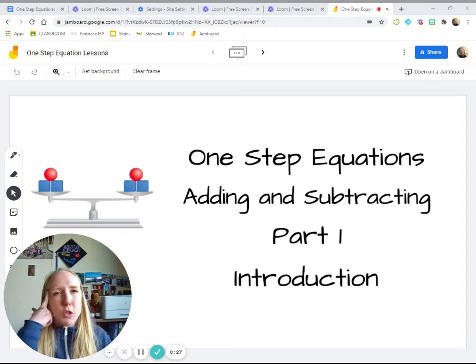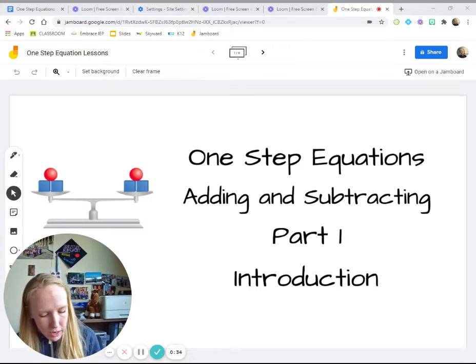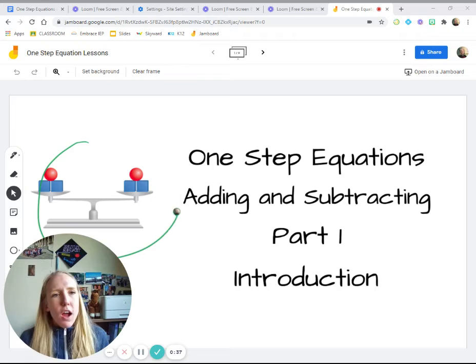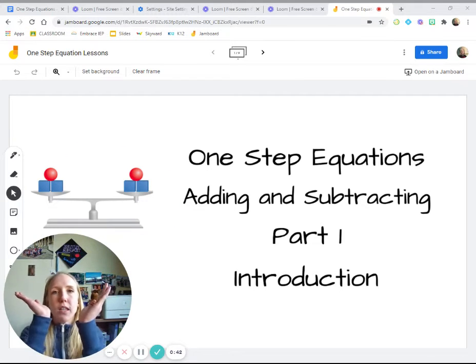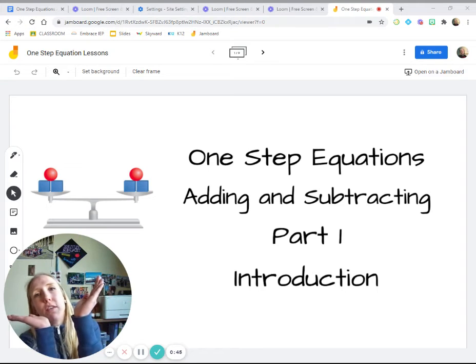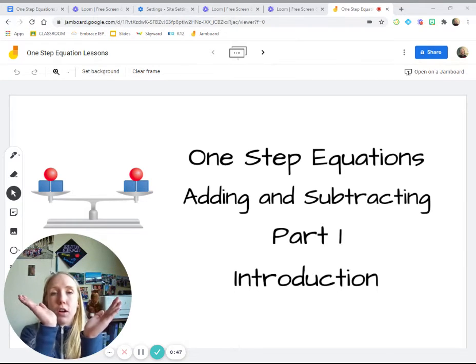But today I want to have some visuals in our brain about what equations are. If you see this scale right here, I want you to think about equations like a scale where we want them to be perfectly even. We don't want one side higher or heavier or lighter than the other. We want them to be perfectly equal. Both sides of the equal sign should be equal, should be even. So we need to make sure that we are keeping our scales balanced.